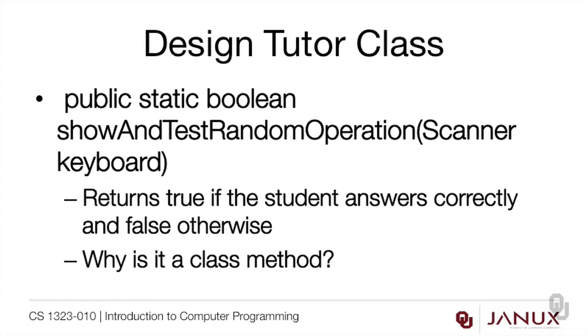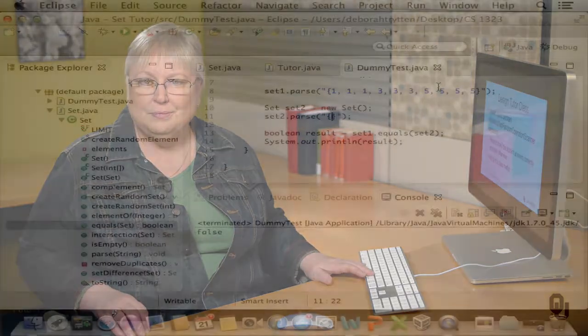Now, why is this a class method? That's really counterintuitive. Well, the reason is because we're returning a Boolean that tells whether the student was successful or not. We don't need to update the instance data, which is the number of correct answers and the number of wrong answers. So that's why this is a class method. Now, the way to tell this when you're implementing it, if you didn't get it right in the design, is to recognize that you didn't use the instance data in the method itself.